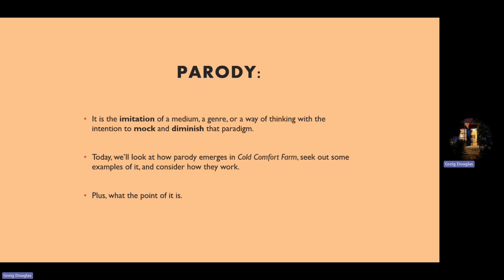Today we'll look at a little bit of how parody emerges in Cold Comfort Farm, look at just a couple of brief examples of it, and I'm also going to give you one more ice task to do, which will be quick to do, I think.